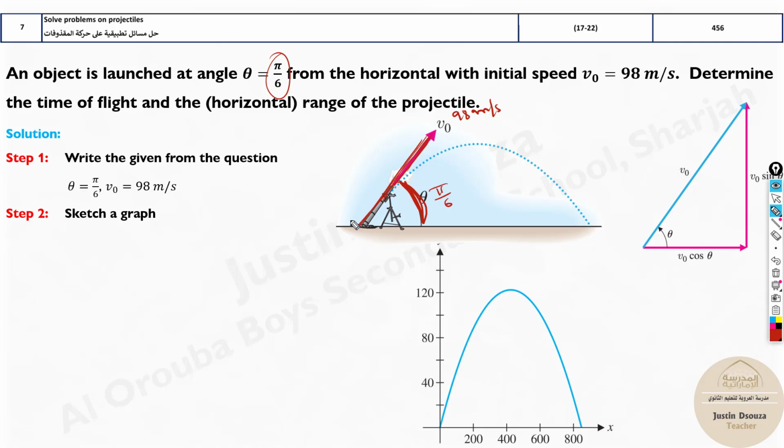We need to find the time of flight. That means how long, if it's launched like this, it'll eventually go up and then fall down, right? How long will it take to fall down? And the range means how far did it go? So these are the things we need to measure.